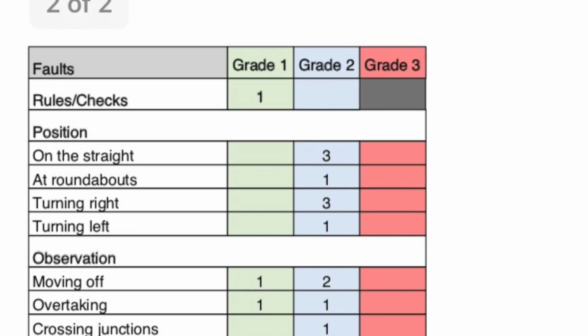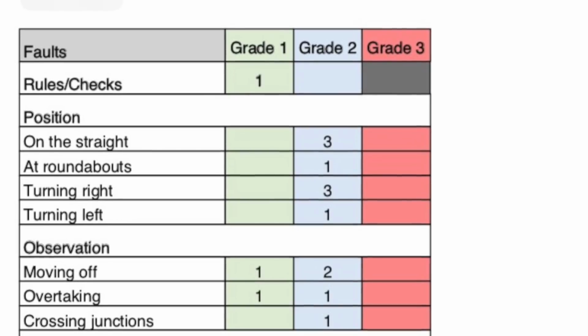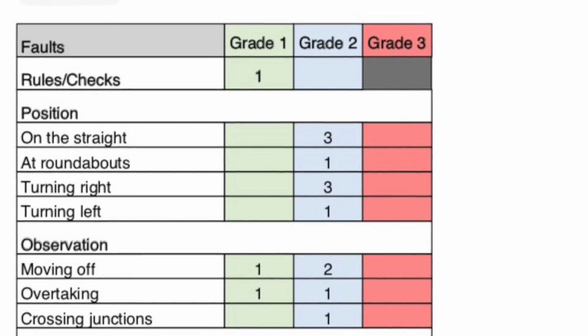So the next issue then is position. Position on the straight. I see there's 3 grade 2 marks there, and there's 3 grade 2 marks on position turning right. So I have a detailed video on position turning right. I'll leave a link in the description, and you may see a card on the top right of the screen there now as well. That video on position turning right goes into detail, including yellow boxes and side roads and T-junctions and stuff.